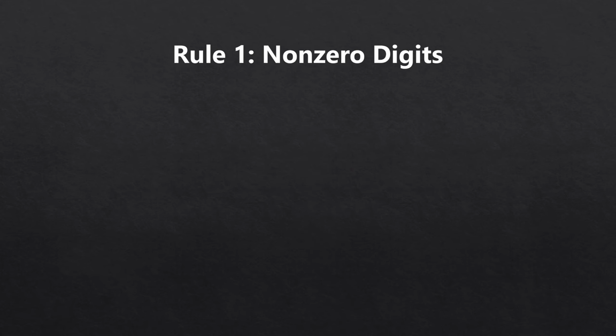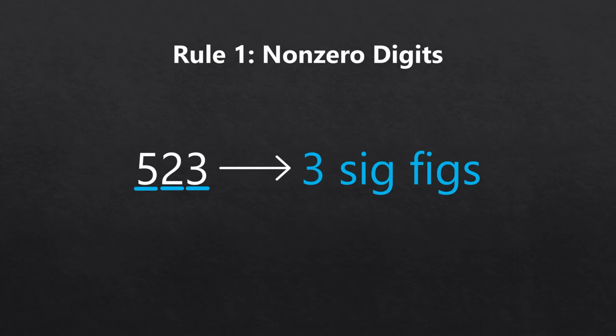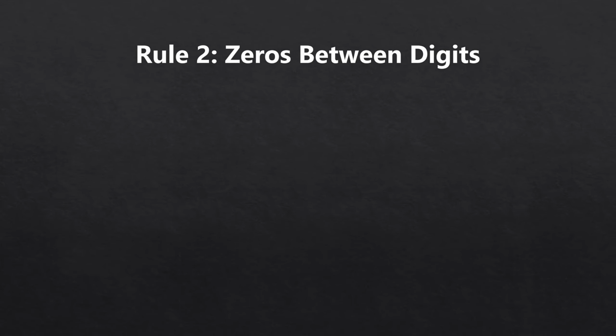The first rule is that every non-zero digit counts. So a number like 523 has 3 significant figures. Second is that zeros trapped between non-zero digits always count. Think of them as sandwiched in. So a number like 507 also has 3 significant figures.